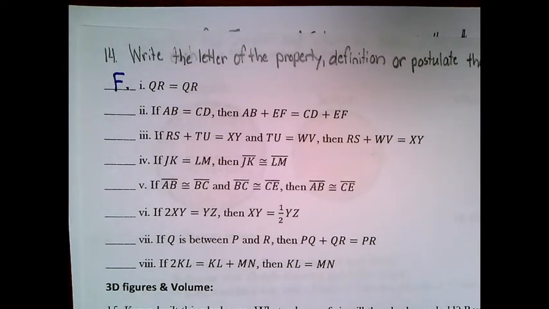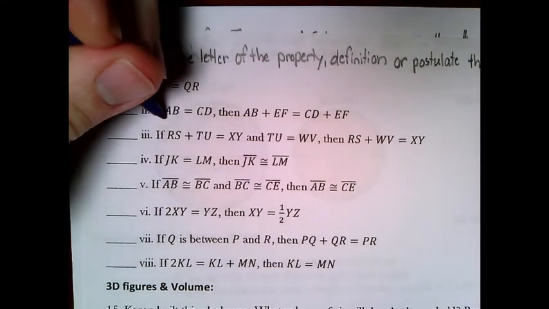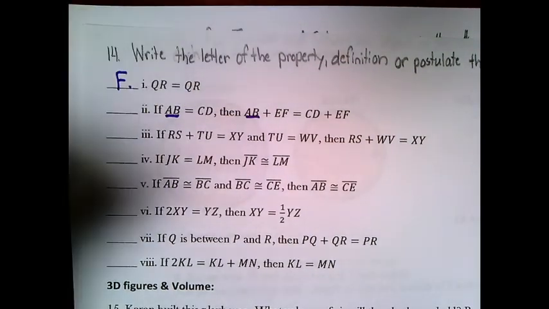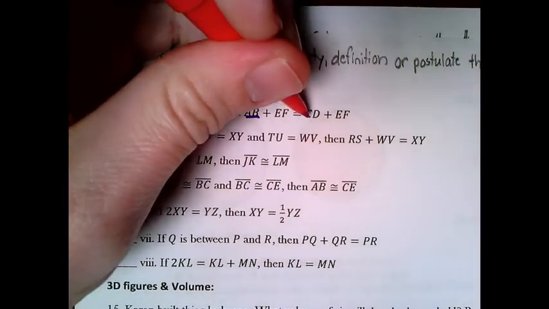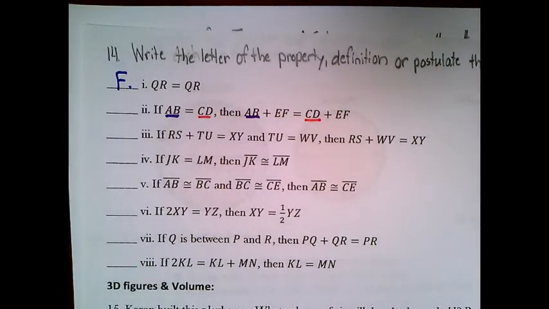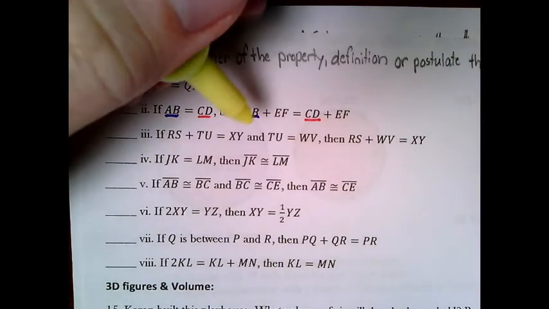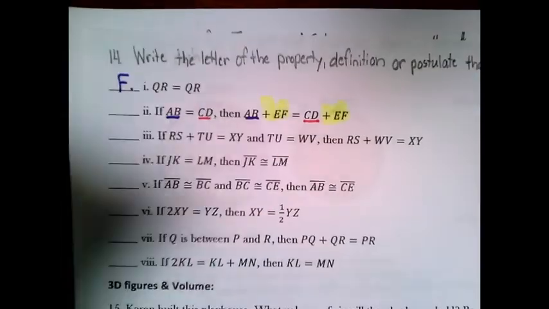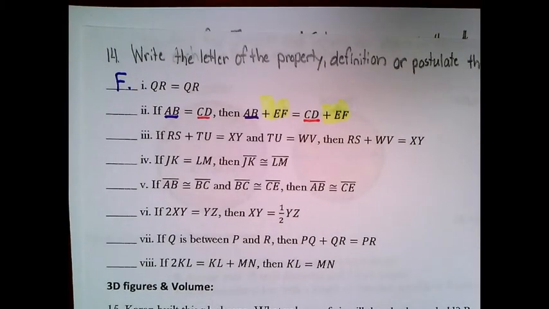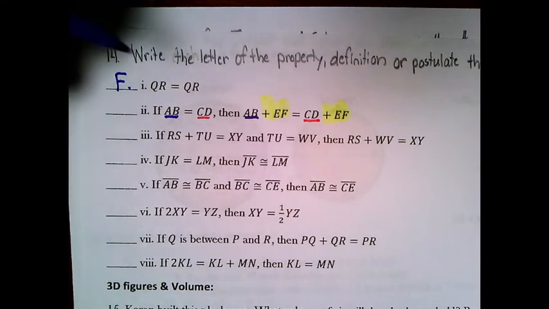Question 2, I see AB here. I see AB here. I see CD here. I see CD here. But each one of them, to go from the one step to the next, if this, then that, they both have this part added additionally, and they're actually adding. So that's the addition property of equality, which is letter A.